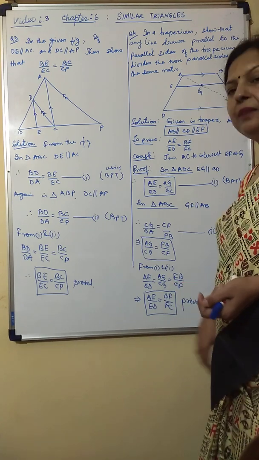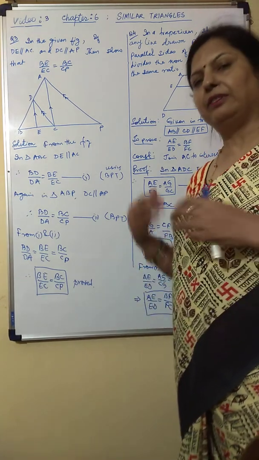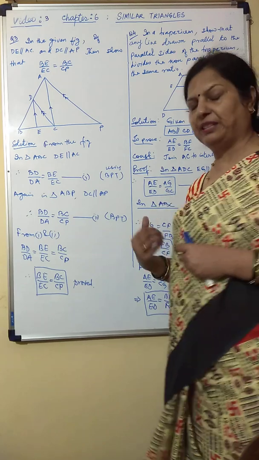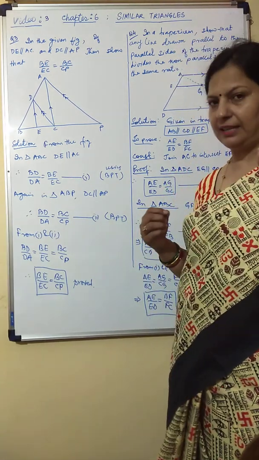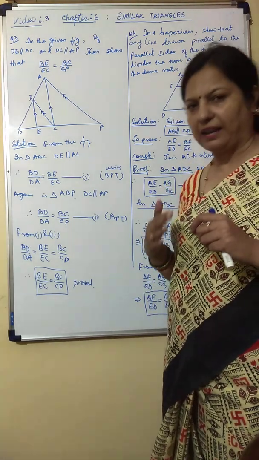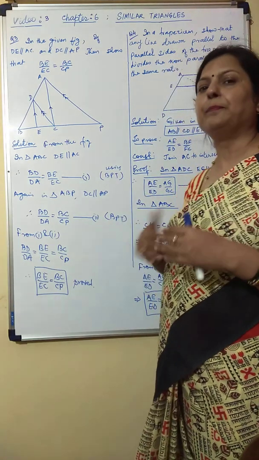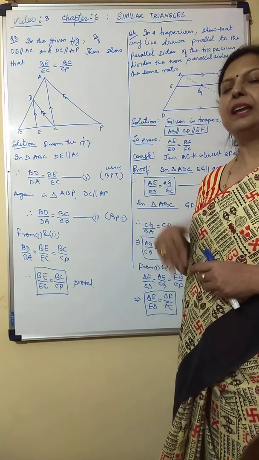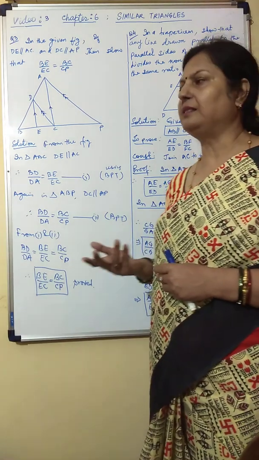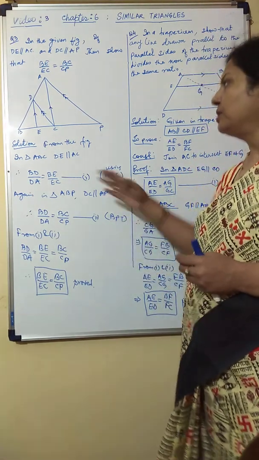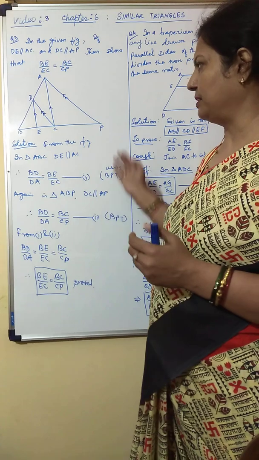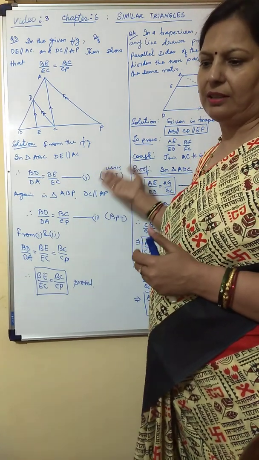So now if you compare 1 and 2, you can clearly get AE by ED is equal to BF by FC. So from here we can conclude that it works in a trapezium, that if a line is drawn parallel to any one of the parallel sides, then it would divide the non-parallel sides in equal ratios. So this is applicable in a trapezium as well as in triangles.